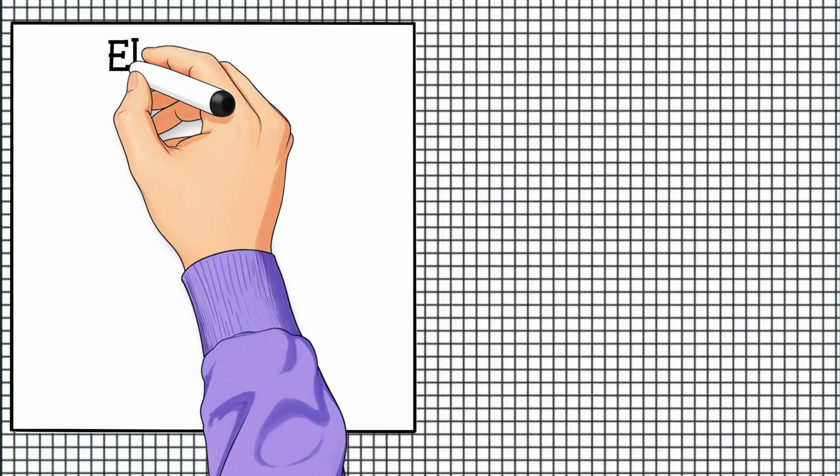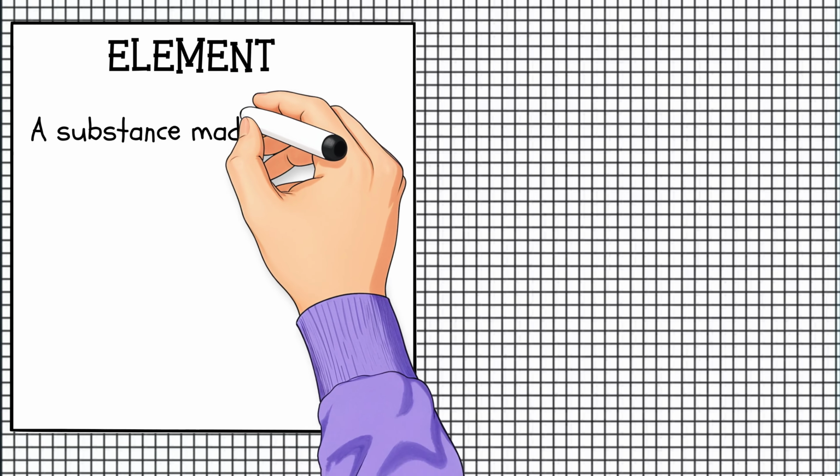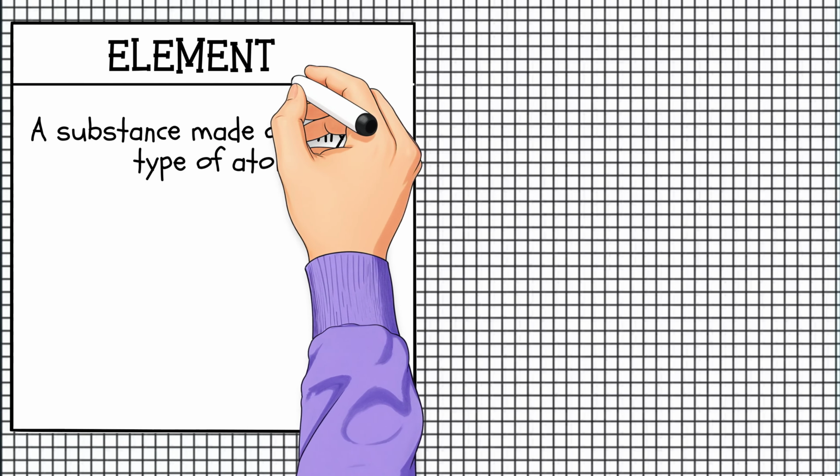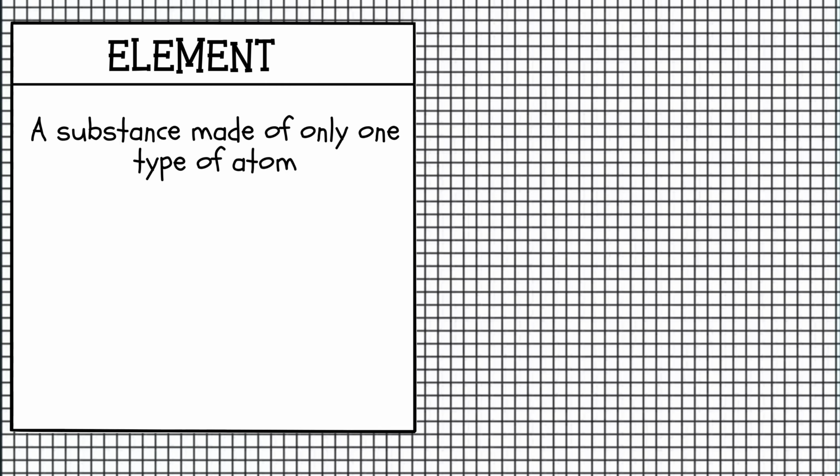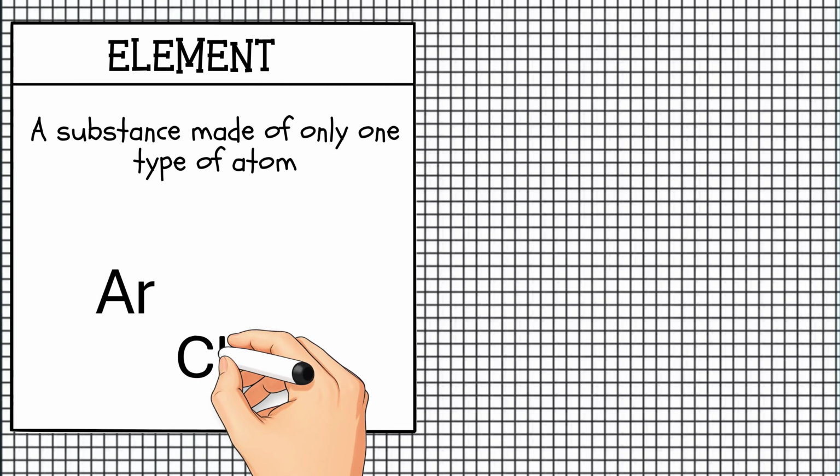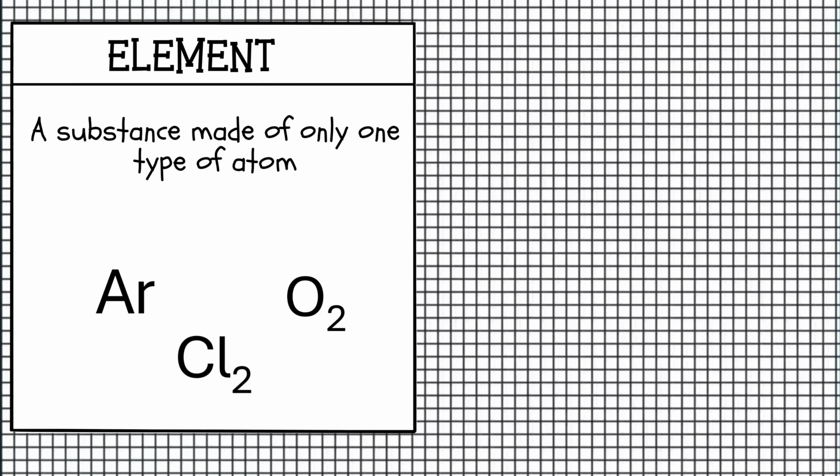Let's get some key definitions down. An element is made of only one type of atom. In a particle diagram, you can usually tell because the particles only contain one color. If you're looking at a chemical formula, it's even easier. An element only contains one capital letter.